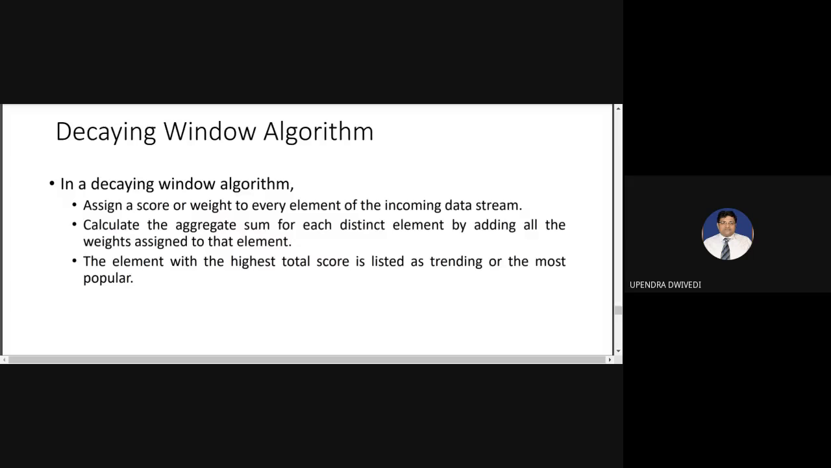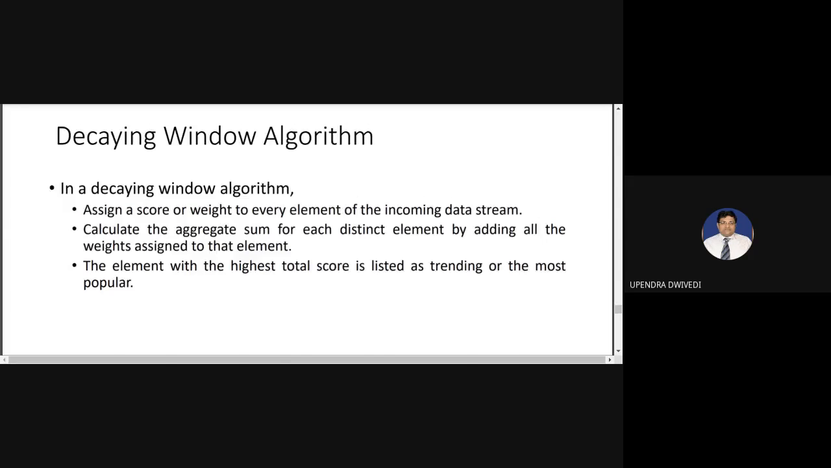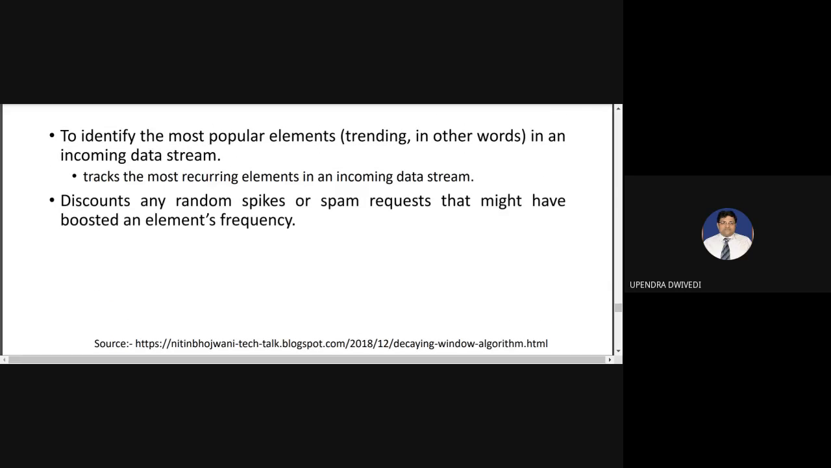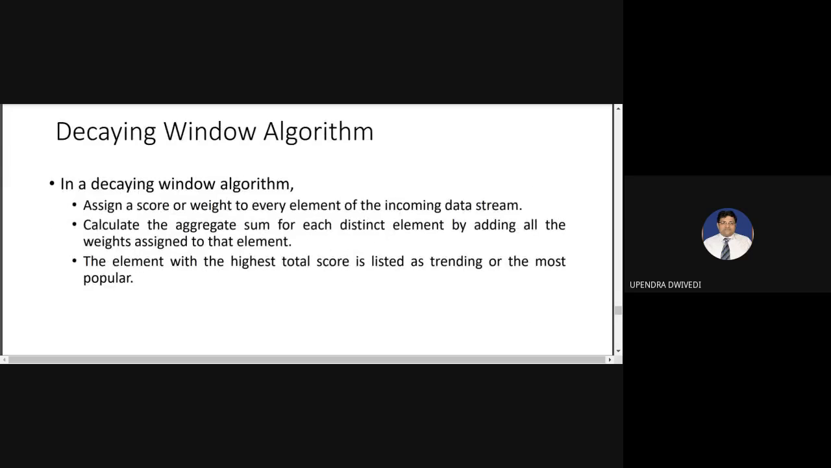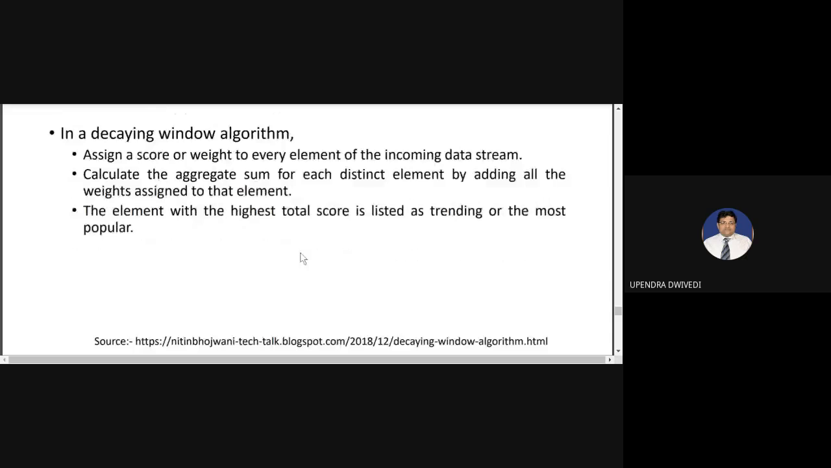Now, there are certain situations. Suppose we are getting a random spike or a spam request. Maybe spam requests for certain videos or certain music will make that video or music more popular, and it will be trending. But we have to discount such things. So we have to find out how to identify those elements and how to discount them. Now let us see further.